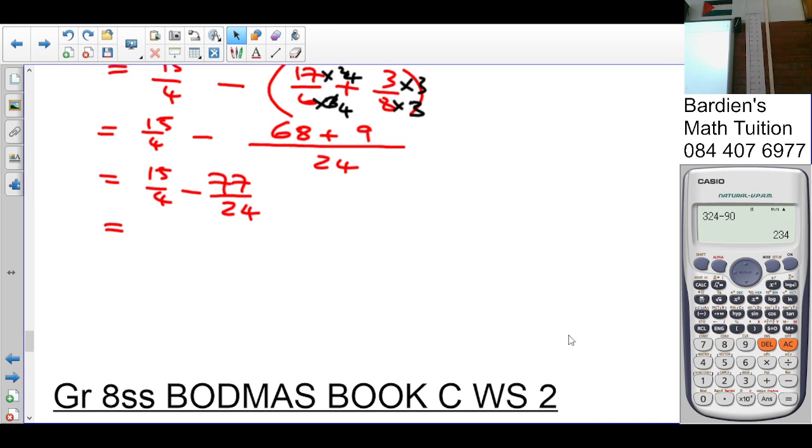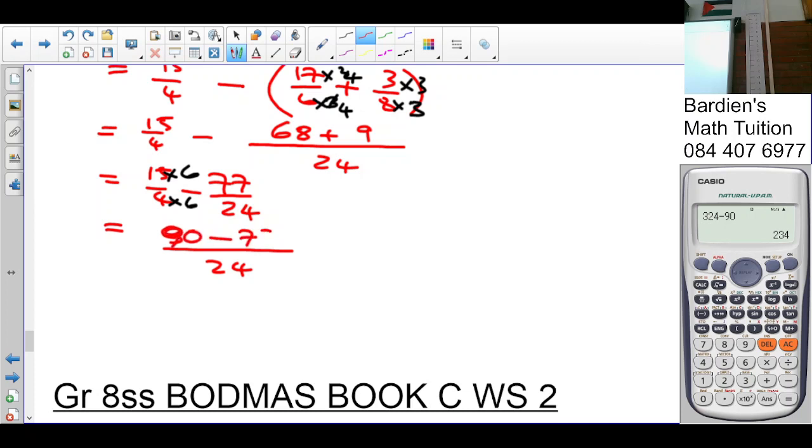Alright, so what's your LCM now? 24 again. So I multiply this by 6. 15 times 6 is 90. Oh, another mistake. Minus 77, which is 13 over 24. You all agree with that? Anybody else got this wrong? You all got it right.